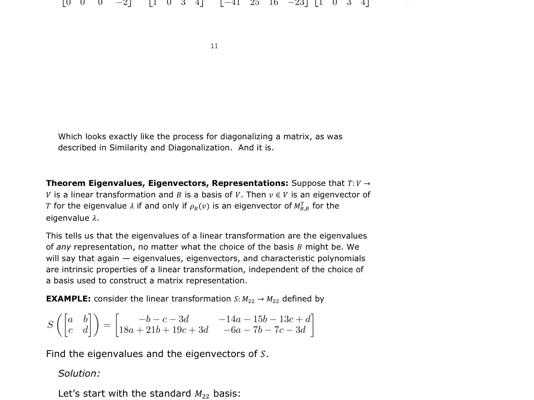Let's say that again. Eigenvalues, eigenvectors, and characteristic polynomials are intrinsic properties of a linear transformation and are independent of the choice of the basis used to construct that matrix representation. So that's kind of cool.